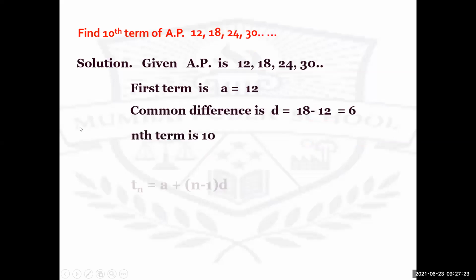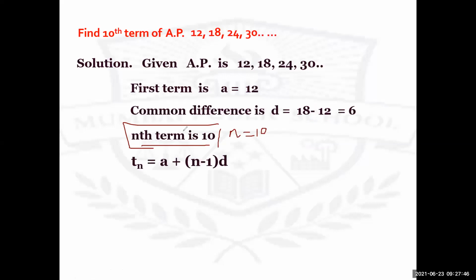Now, the nth term is what? 10. So you have to find the nth term actually. Your n equals 10. Understand? The 10th term means the nth term, where your n is equal to 10 in this case.